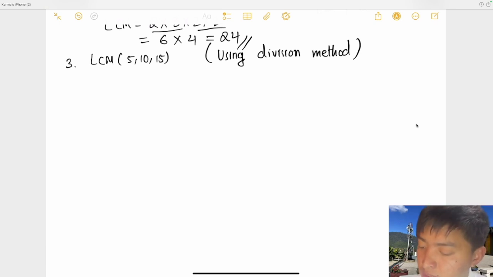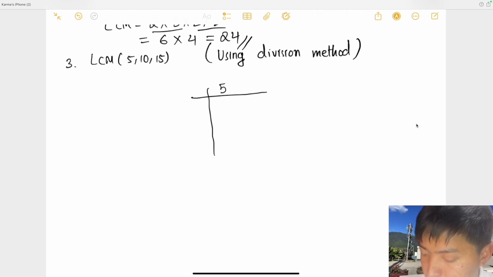Now in this method, all you have to do is make a line like this here and write down the numbers. Then first check if it's divisible by 2 for all the numbers here. And as you can clearly see, 5 is not divisible by 2 and 15 is also not divisible by 2. Now let's check if it's divisible by 3, and you'll see 5 is again not divisible by 3, and 10 is not divisible by 3, although 15 is divisible by 3.